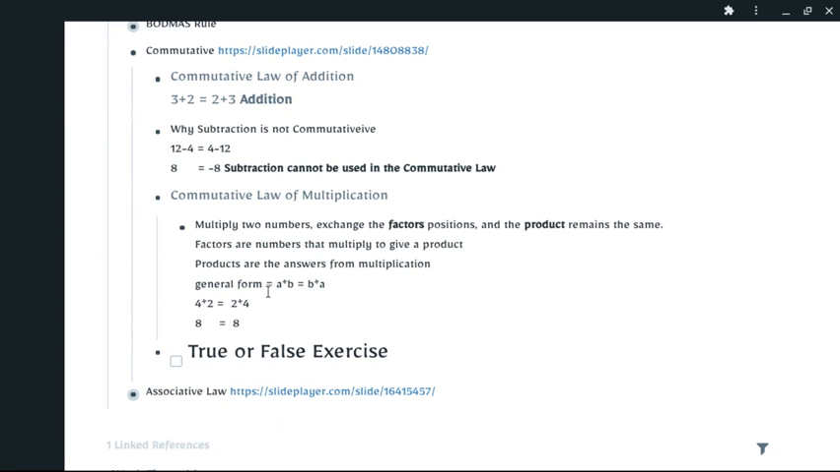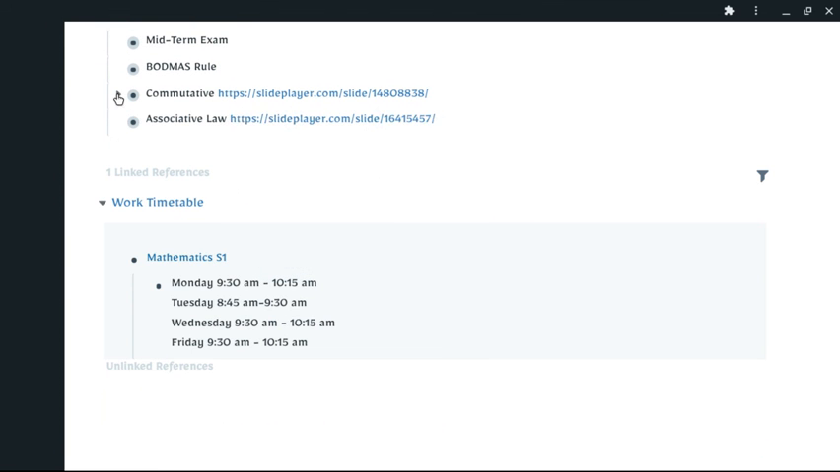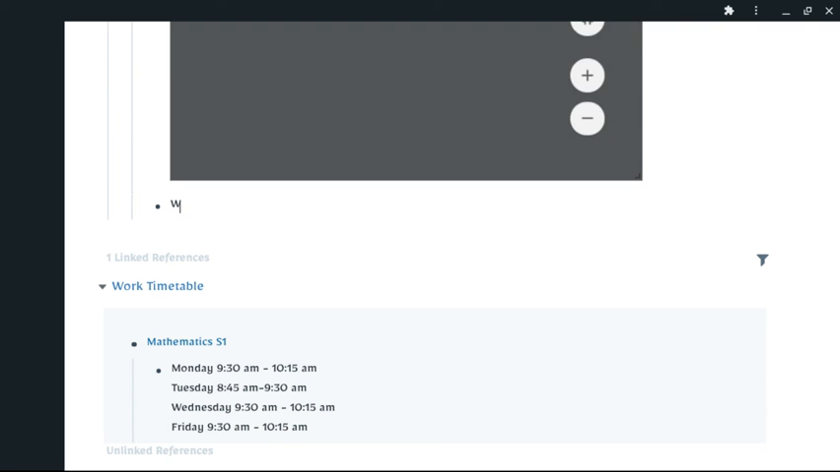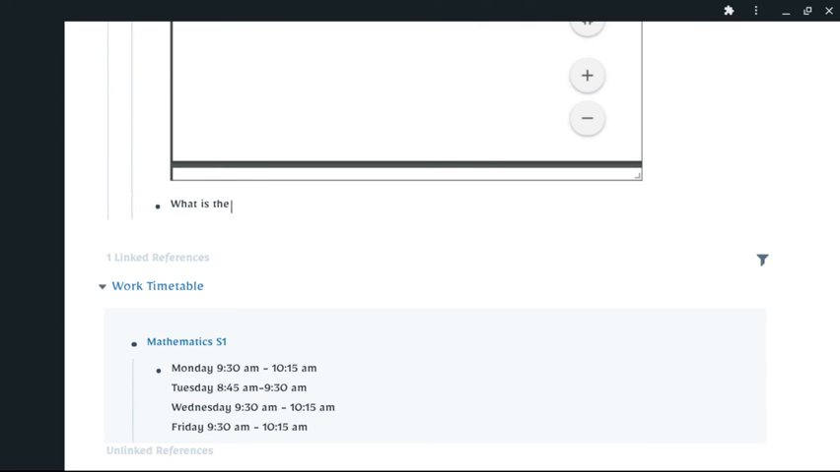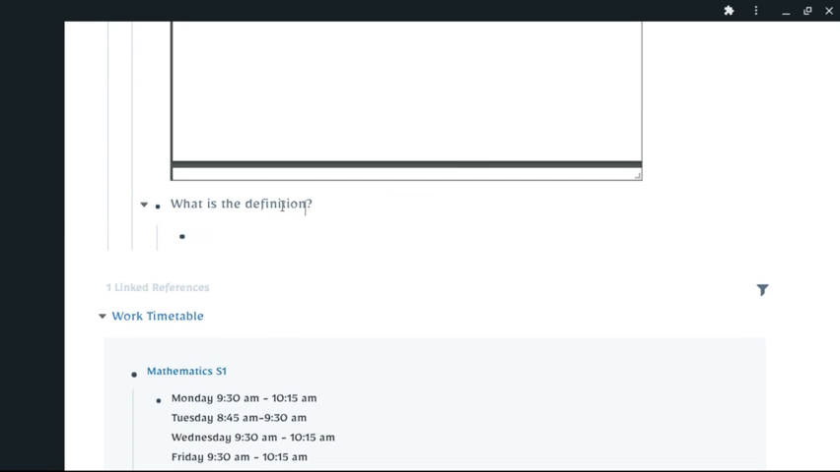So, can we move on to associative law now, everyone? Does everyone understand commutative law? Yes, sir. All right. Close it up. Let's go into associative law now. So, what is the definition? The definitions, right? This is how we take notes. We go linearly. So we explain every step.